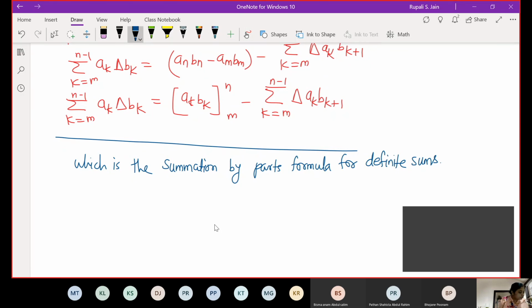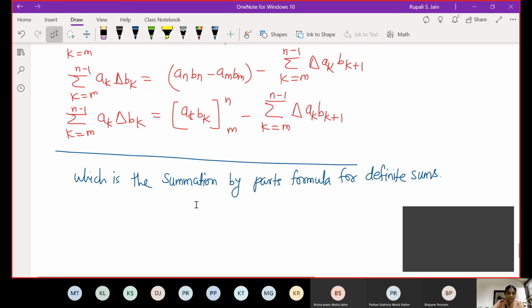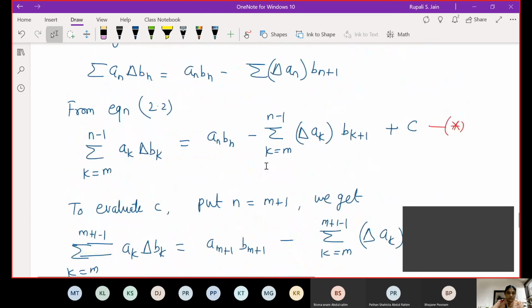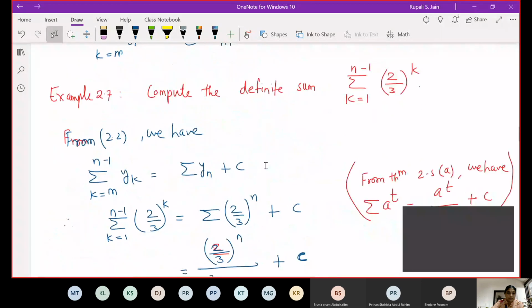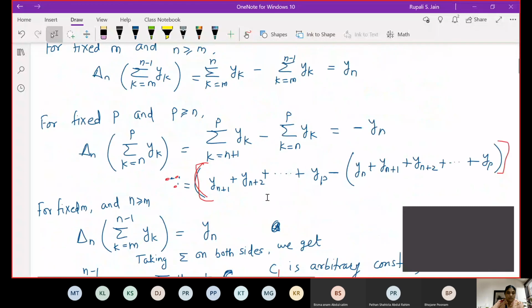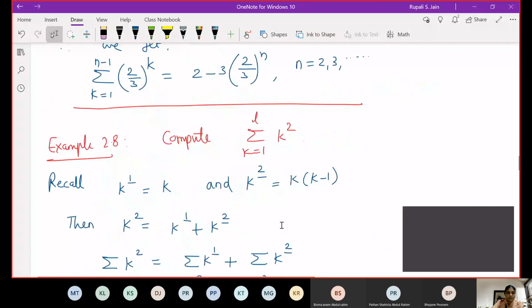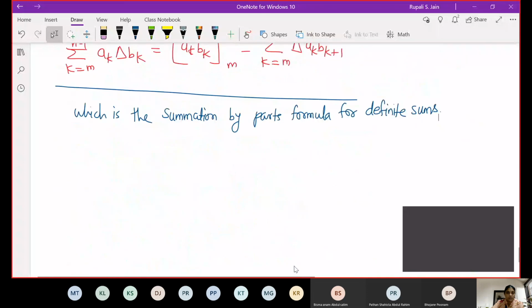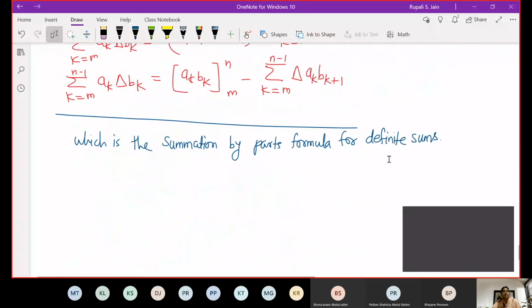Using this we have to solve some examples, but that we will do tomorrow. So at present, today we have seen two theorems and two examples, and based on this new summation by parts formula for definite sums, we will see examples tomorrow. Is that okay? Today's lecture? Yes, ma'am.